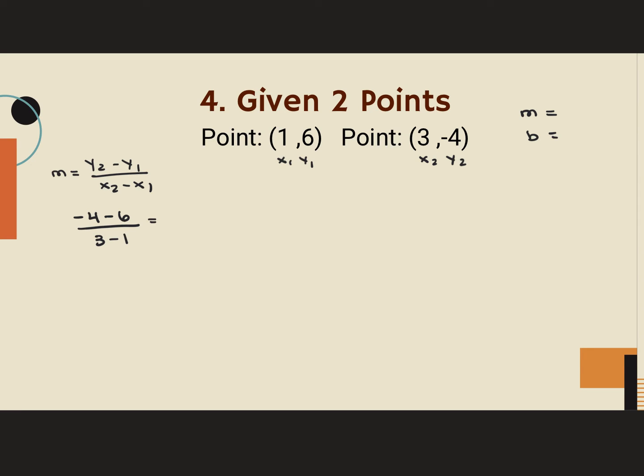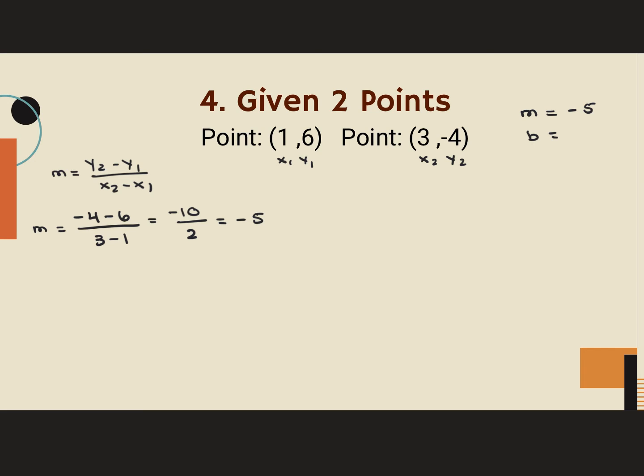-4 minus 6 gives me a -10. 3 minus 1 gives me 2. That gives me a slope of -5. All right. Now that we've found our slope, we have 2 points, we can now pick a point. It doesn't matter whether you use the point 1, 6 or whether you use the point 3, -4. Either one, it does not matter.